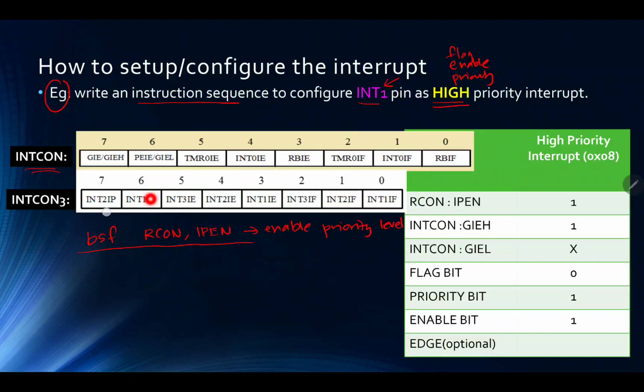Likewise, under INTCON3, there is priority, enable, flag. So it's mixed. But for peripherals, the naming convention is easy. You know that all the flags are in the PIR registers, all the enables are in PIE, and all the priority bits are in the IPR registers. So it's easy for the peripheral.